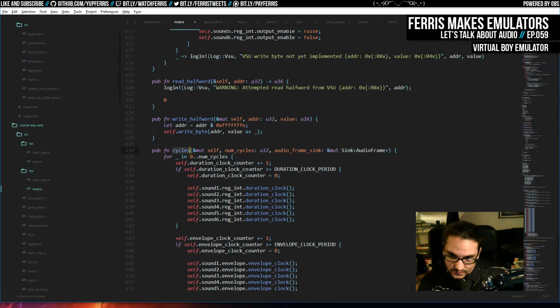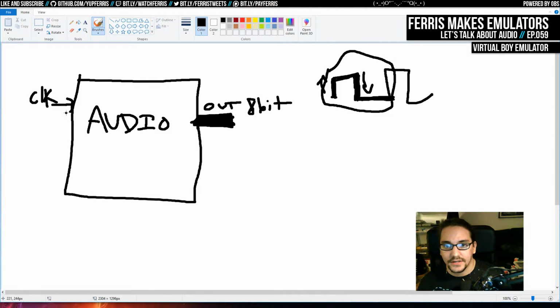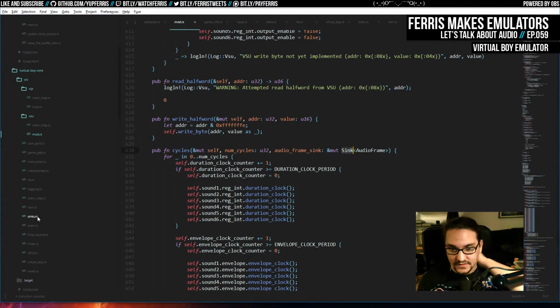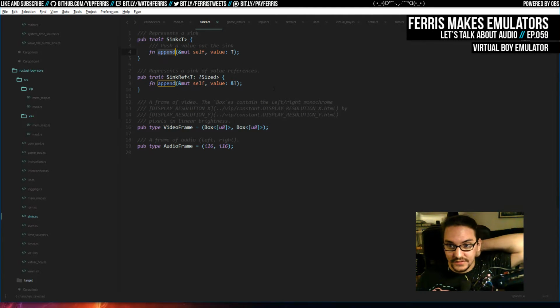So the interface here in software is that we tell the audio unit that so many clock cycles have happened. And then we also give it, I guess I'll talk about this now, what I call an audio frame sync. Now, if you're familiar with the term sources and sinks, a source is where stuff comes from. For example, if you have an array of integers, you could call that a source if you iterate over the array and pull all the things out. An array could also be a sink if you put a bunch of things in it, and that's basically what this is. The audio frame sync, if we look at this sync interface here, which is in syncsrs, just has an append function.